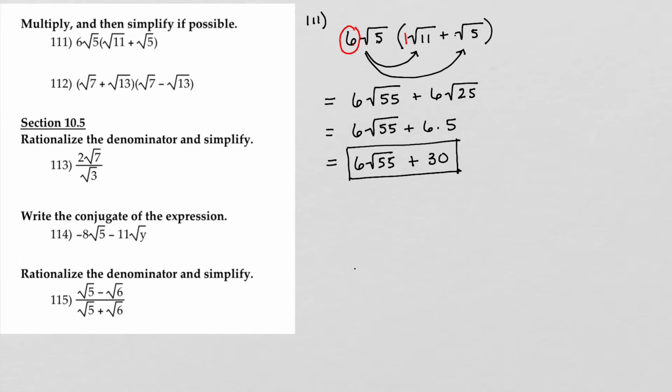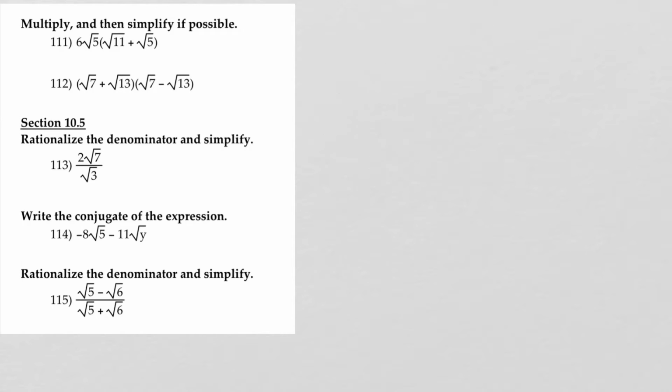Okay, let's take a look at question 112. All right, so in this one I have the square root of 7 plus the square root of 13 times the square root of 7 minus the square root of 13.